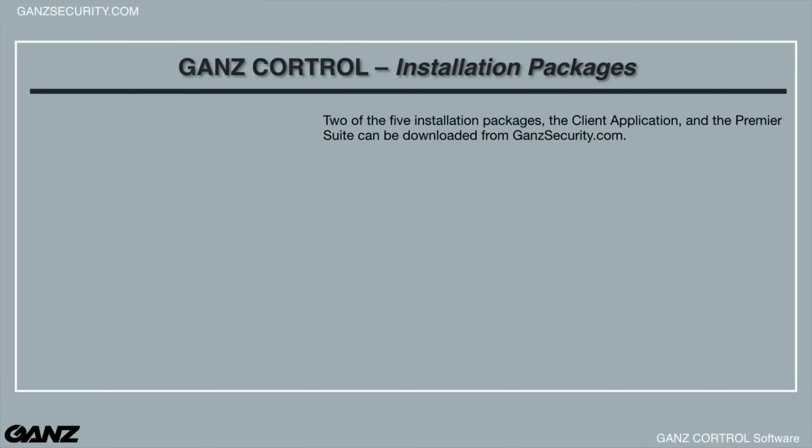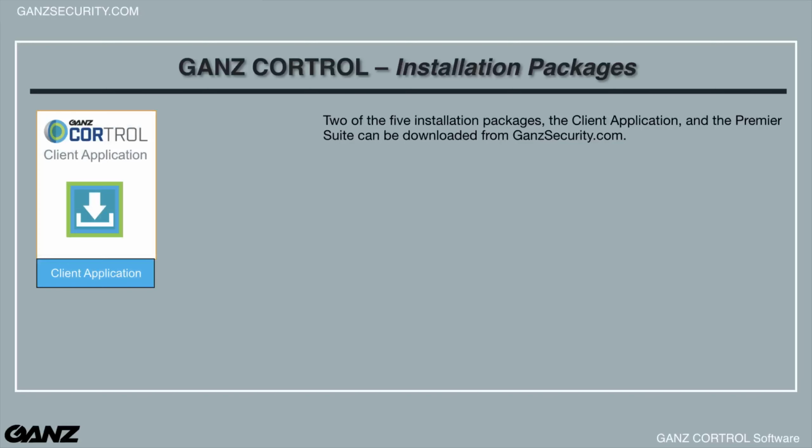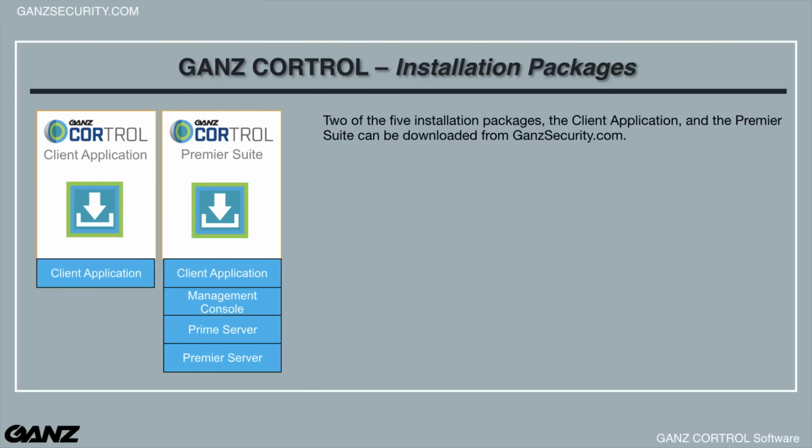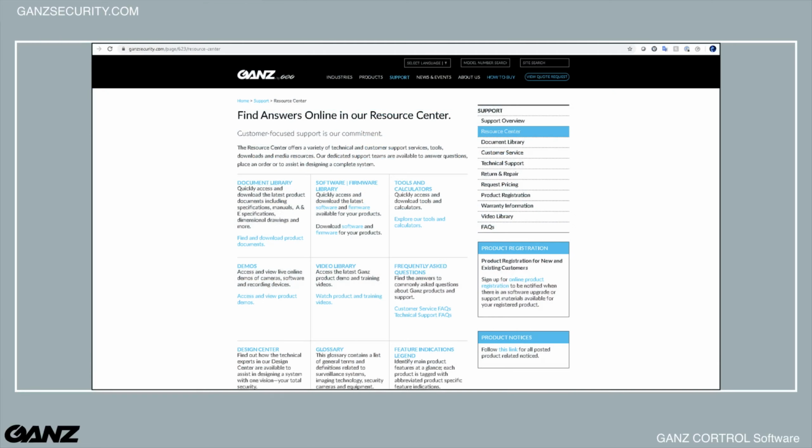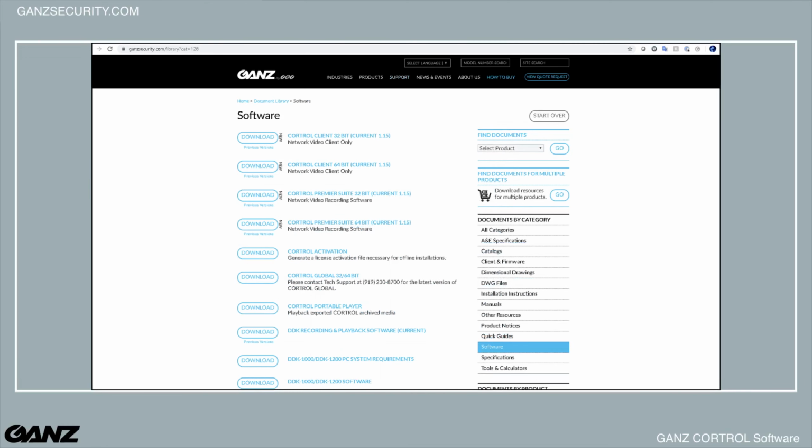2 of the 5 installation packages, the client application and the Premier Suite, can be downloaded from GansSecurity.com. Navigate to www.GansSecurity.com, select the drop-down menu Support, select the Resource Center, then select Software. The software pages contain links to previous as well as the latest versions of the software.